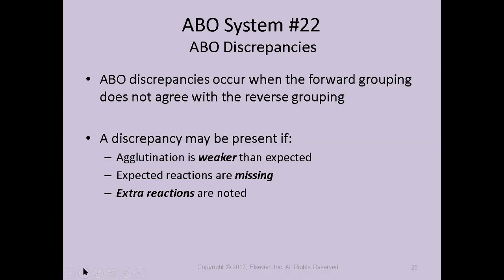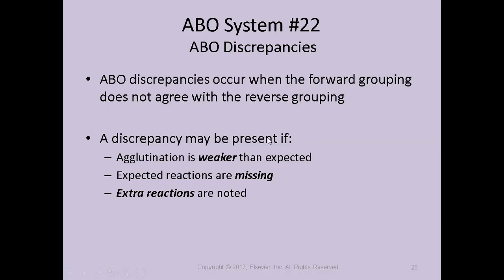So let's move on and talk a bit about ABO discrepancies. An ABO discrepancy is when we do our forward typing and we think that the patient is one type based on the antigens we're picking up, but then the reverse typing, the antibodies that they have, don't fit, so it's a mismatch.